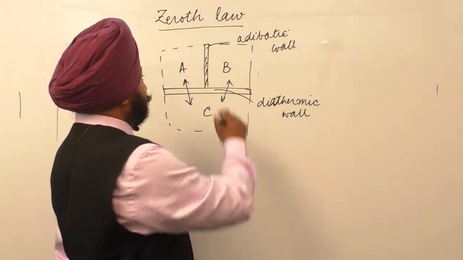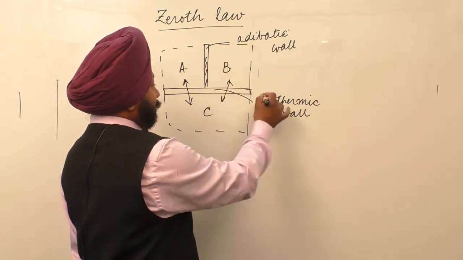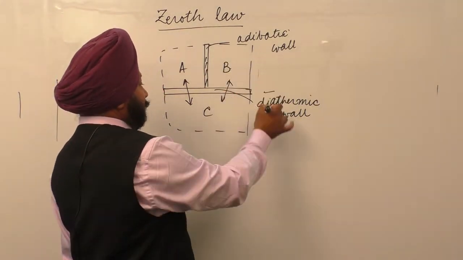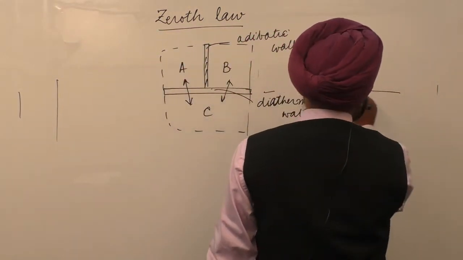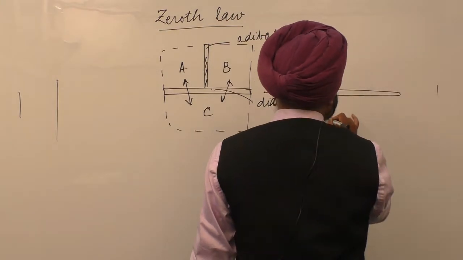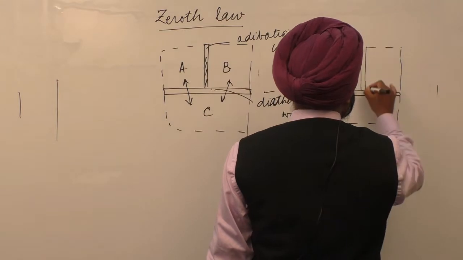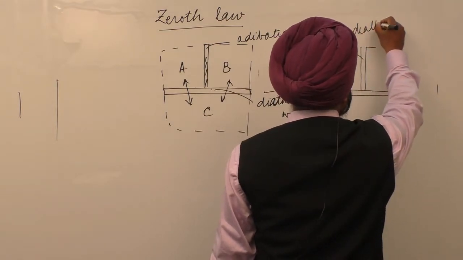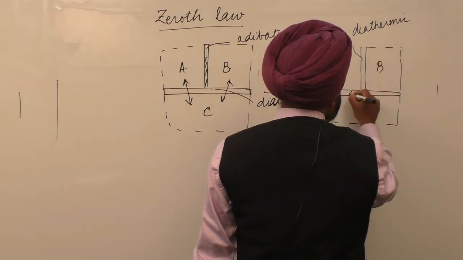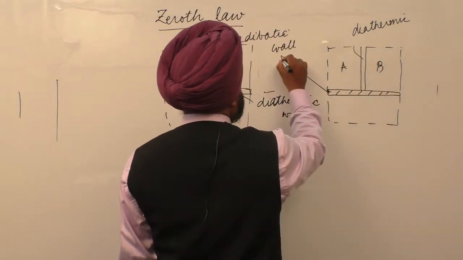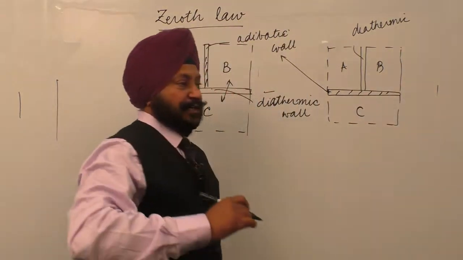Now in this situation, if this adiabatic wall is removed and in place of it we put a diathermic wall, and in place of this diathermic wall we put an adiabatic wall, we will have a situation like this. In this situation we will find that there will be no exchange of heat between systems A and B. This is A, this is B. Now this will be the adiabatic wall like this, and this is system C. So there won't be any exchange of heat between A and B.